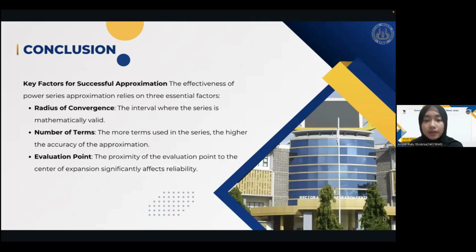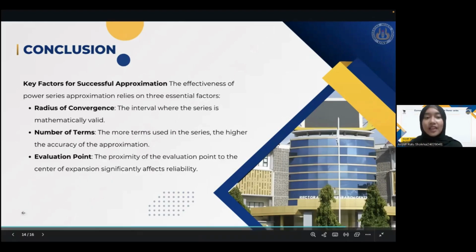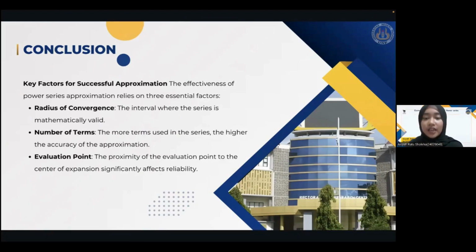Second, the number of terms. As demonstrated in our results, there is a direct correlation between the number of terms used and the precision of the output. Simply put, adding more terms leads to higher accuracy. Third, the evaluation point. The proximity of the point we are evaluating to the center of expansion significantly affects the reliability of the approximation. Now, after the conclusion, we have come to the end of our presentation.